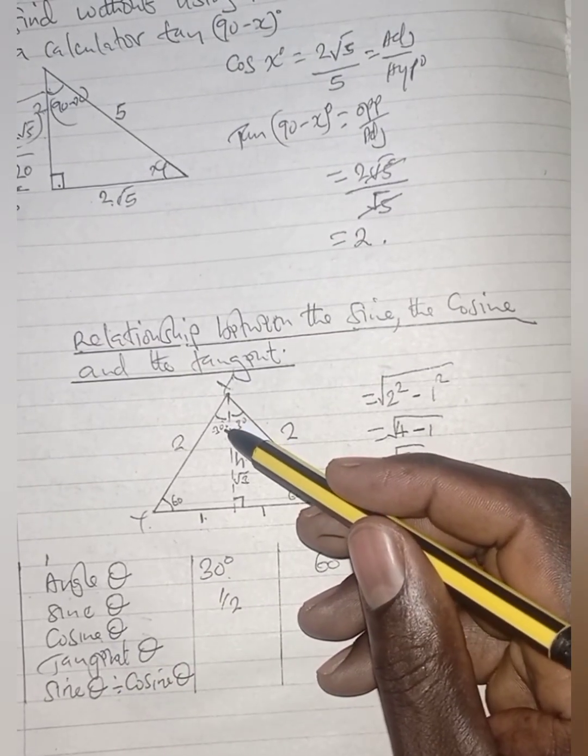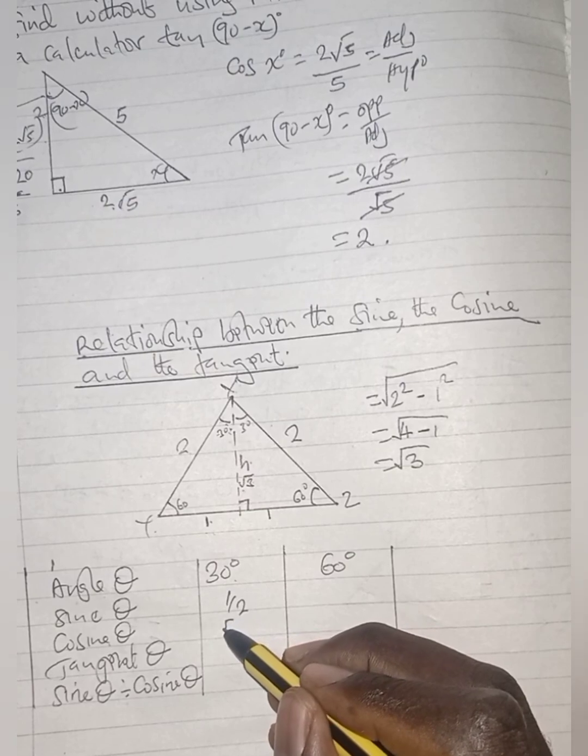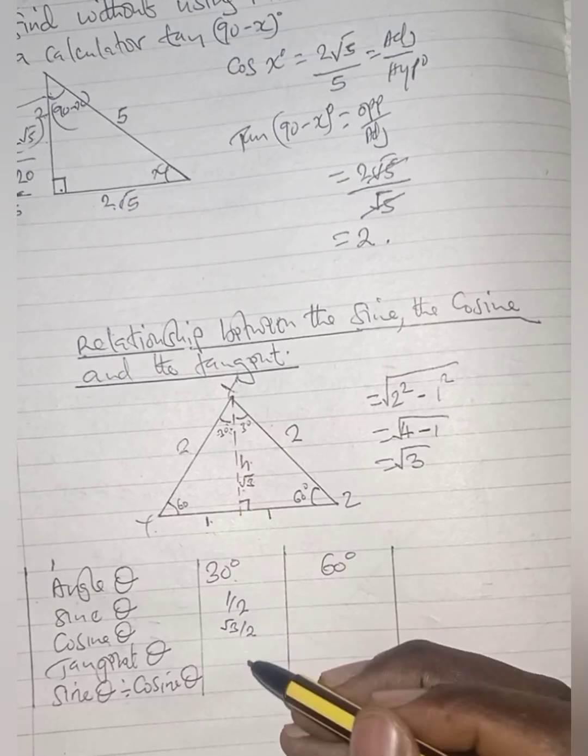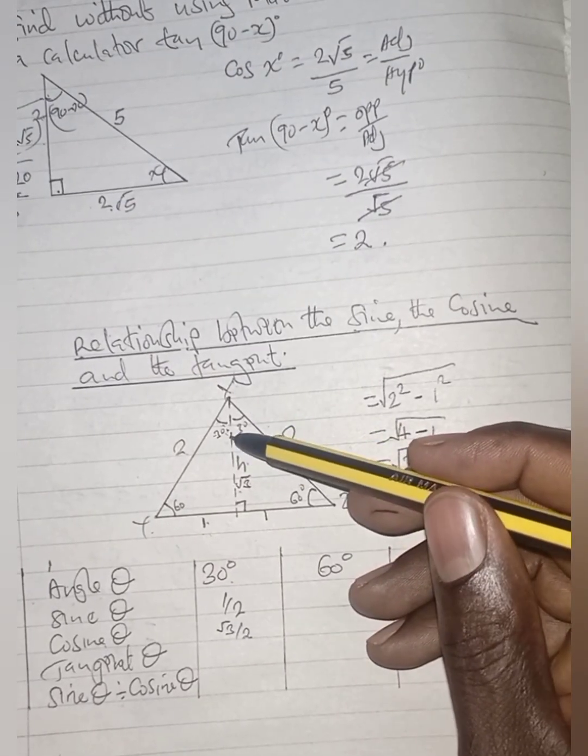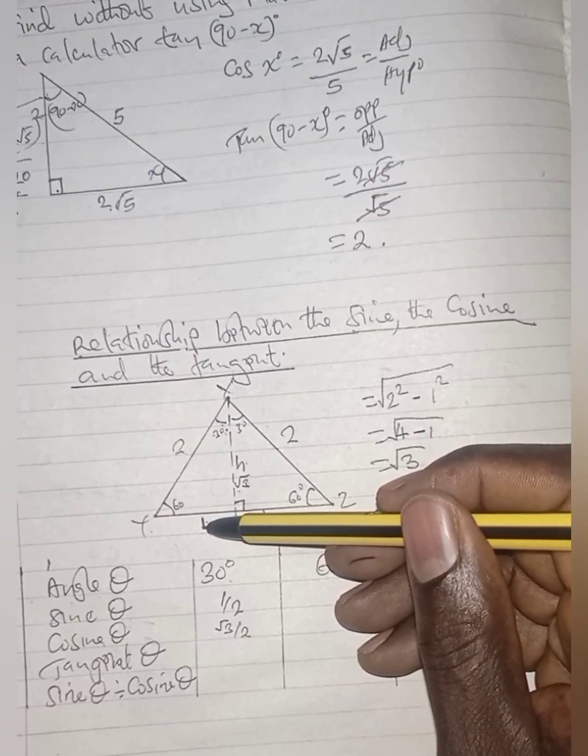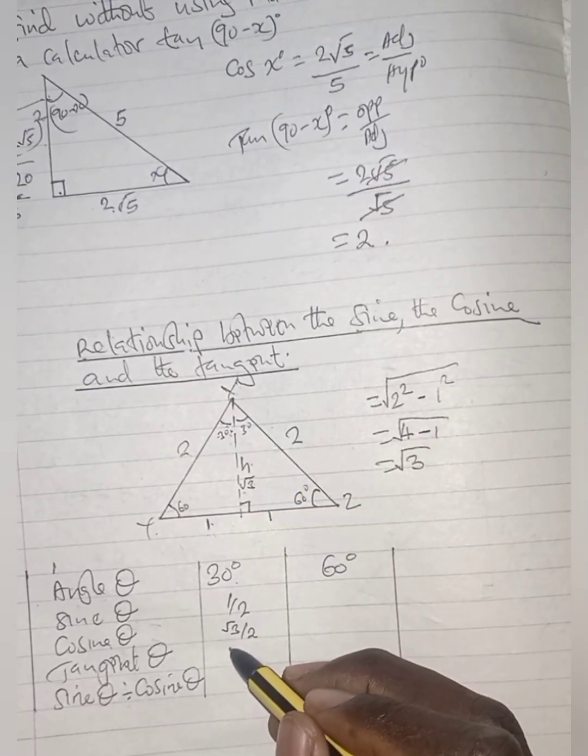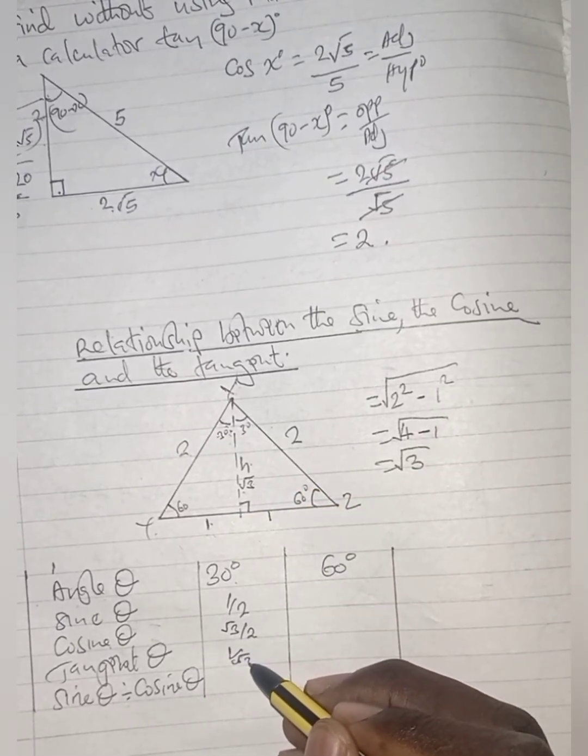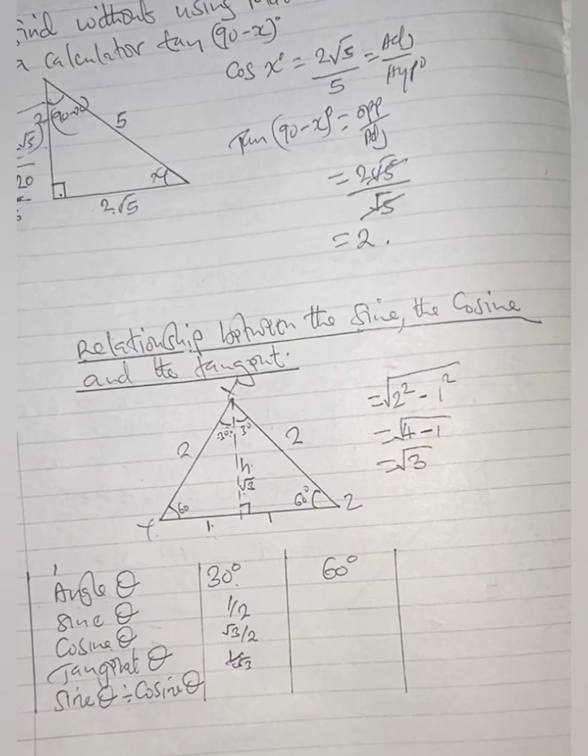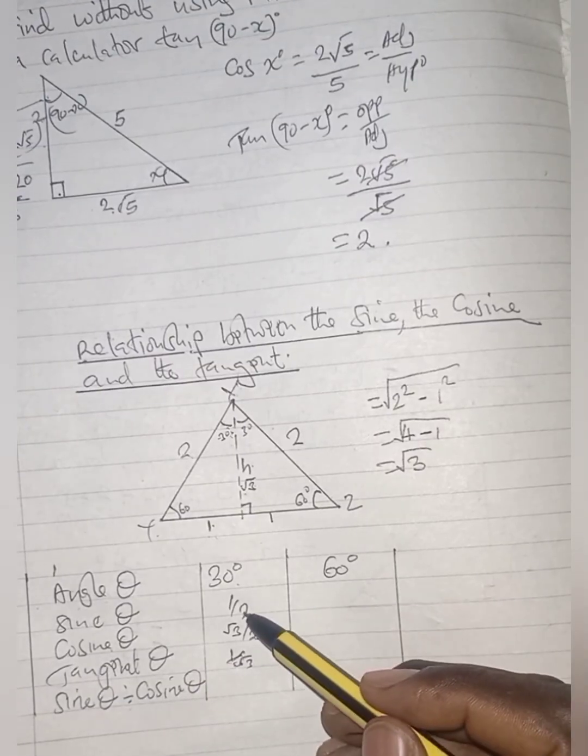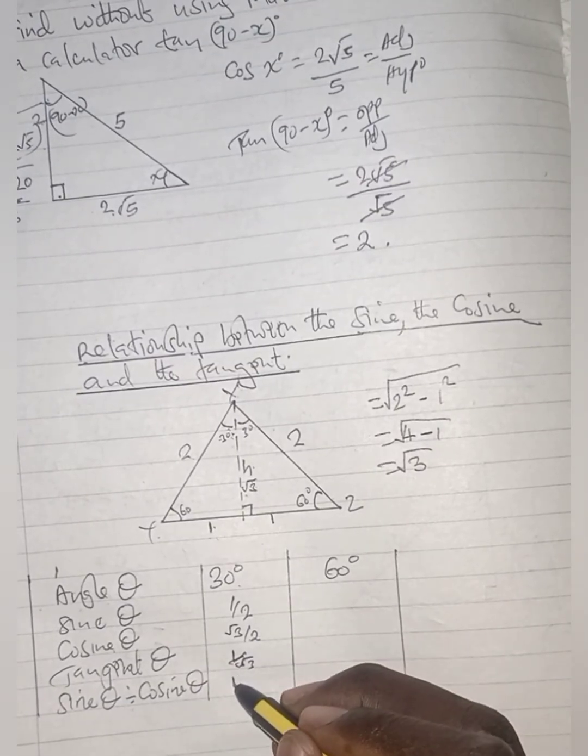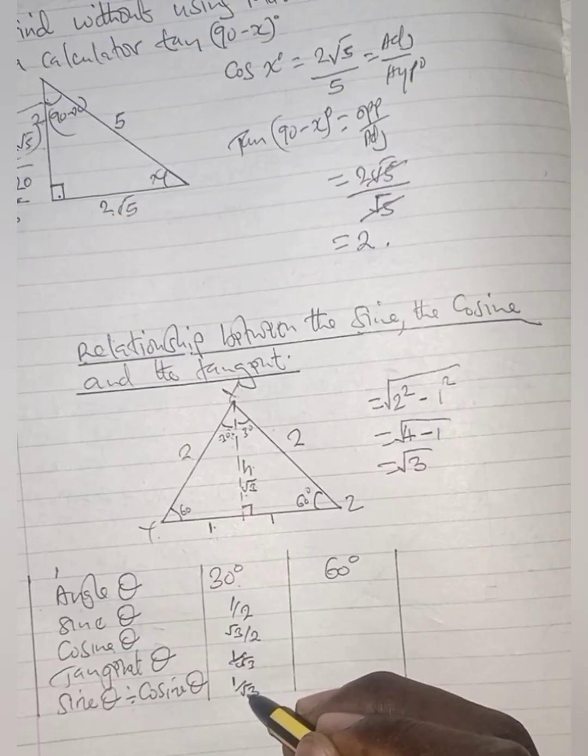What about cos 30? Cos 30 will be the adjacent side over the hypotenuse, so the adjacent side is the square root of 3 over the hypotenuse, which is 2. What about the tangent? Tangent will be the opposite side over the adjacent side, which is 1 all over the square root of 3. Now suppose you divide the sine and the cosine, you will be sure to get 1 all over the square root of 3.